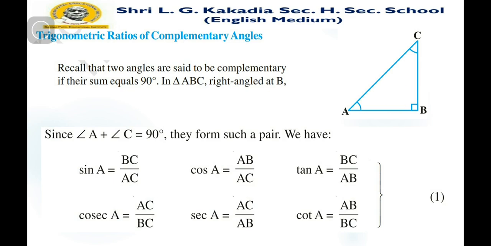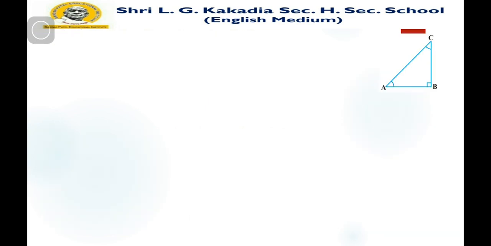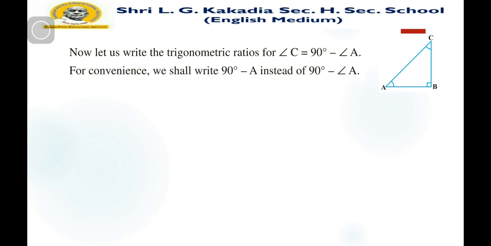Now we want to consider the trigonometric ratios according to angle C. But we know that angle A plus angle C is equal to 90. So we can say that angle C is equal to 90 minus A. It is a complementary angle. First we draw a triangle. Now let us write the trigonometric ratios for angle C, which is 90 minus angle A. For convenience, we shall write 90 minus A instead of 90 minus angle A.